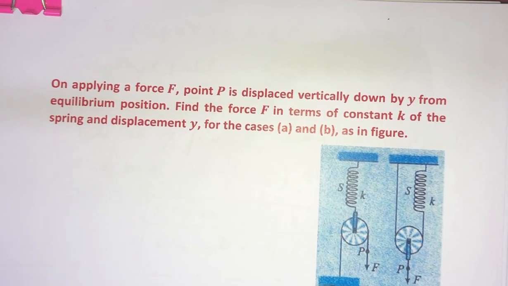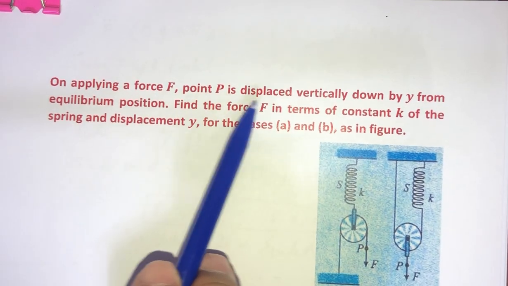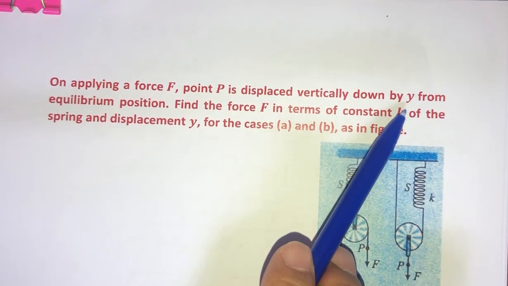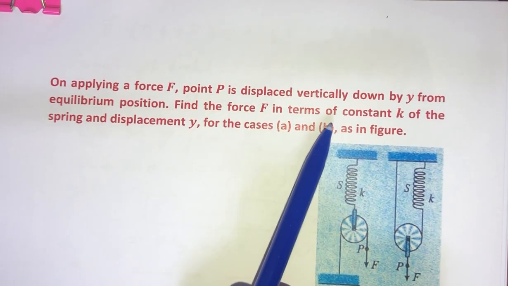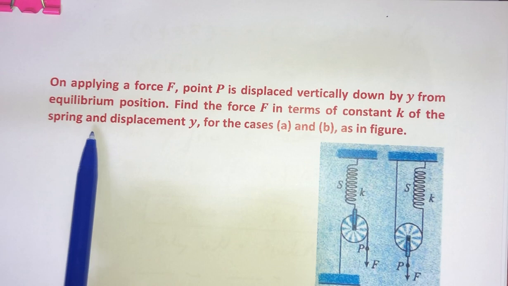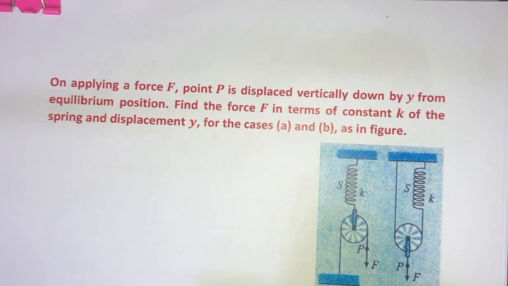Hello friends, in today's question, on applying a force F, point P is displaced vertically down by Y from equilibrium position. Find the force F in terms of constant K of the spring and displacement Y for the cases A and B. So these are two cases A and B.